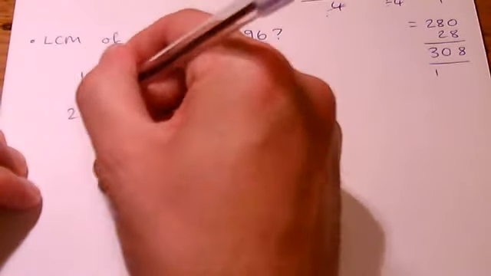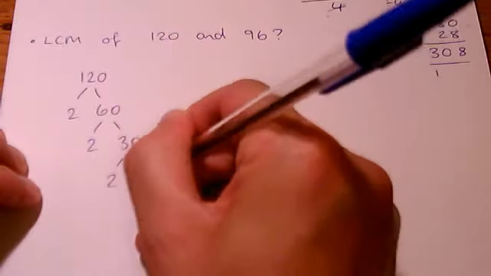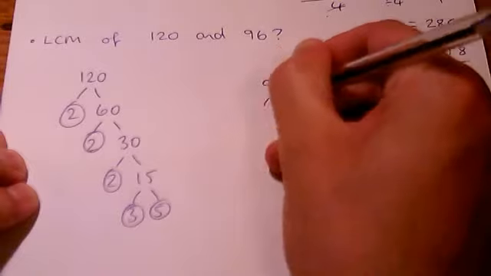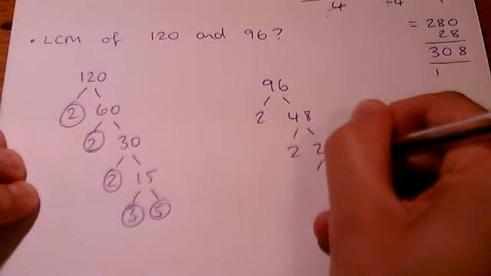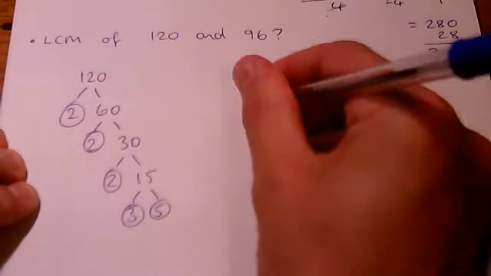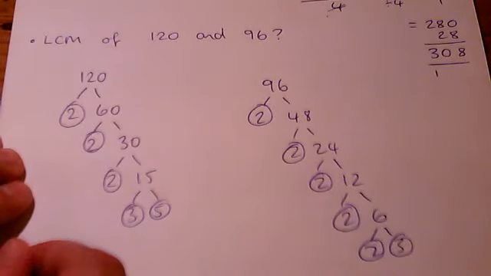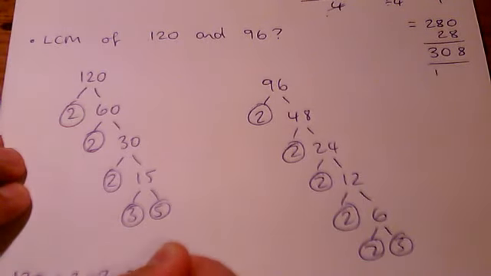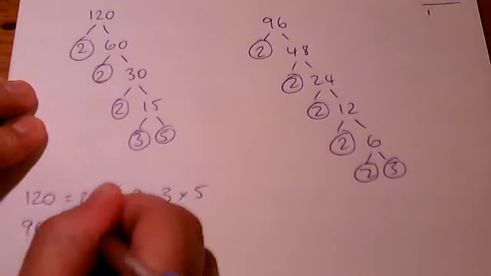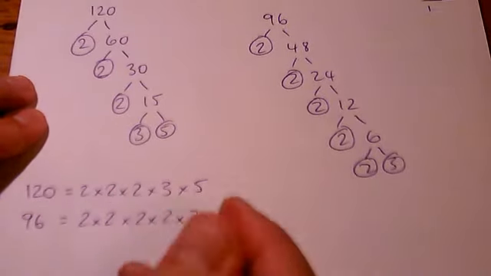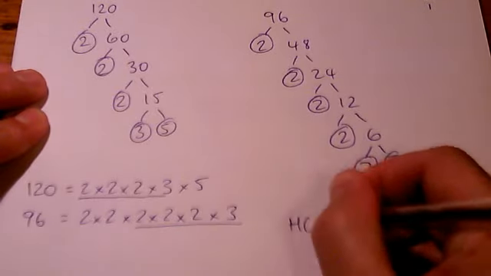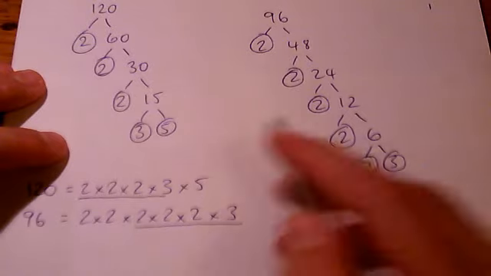So 120 is 2 lots of 60, which is 2 lots of 30, which is 2 lots of 15, which is 3 lots of 5. Let's circle those. And 96 is 2 lots of 48, which is 2 lots of 24. Okay, and we get these two here. So let's have a look at the highest common factor. Times 3 times 5. And 96 is 2 times 2 times 2 times 2 times 2 times 3. So I think we've got that as our highest common factor. That is 2, 4, 8 times 3, 24.